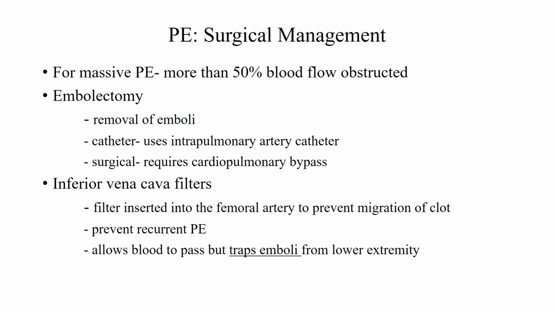An inferior vena cava filter, an example of which is the Greenfield filter, can also be used. It allows blood to pass but traps the emboli from the lower extremity. And the filter is inserted into the femoral artery to prevent migration of clots coming from the lower extremities.